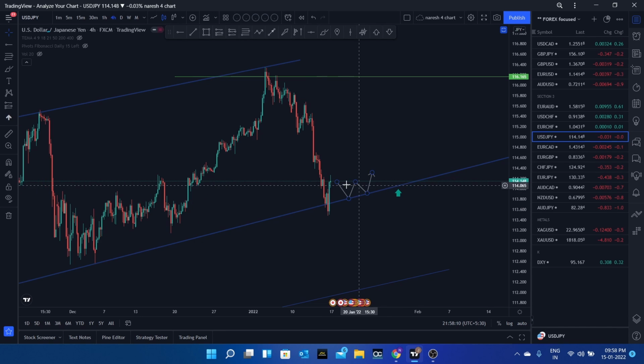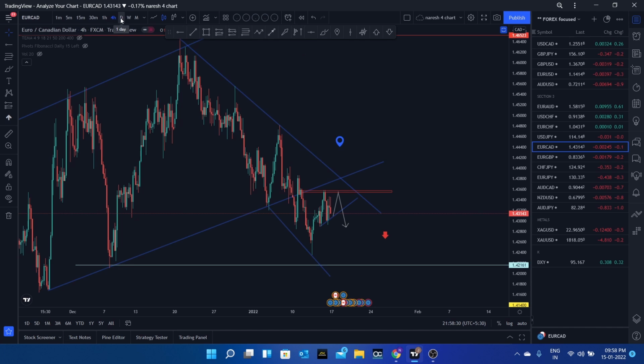So you can wait for some kind of consolidation to happen, and a break of structure, you can go for long, and you can take this as your target, guys. So it is simple, guys. Wait for the pattern to form and a break of structure, and you can hit the target. That's it.